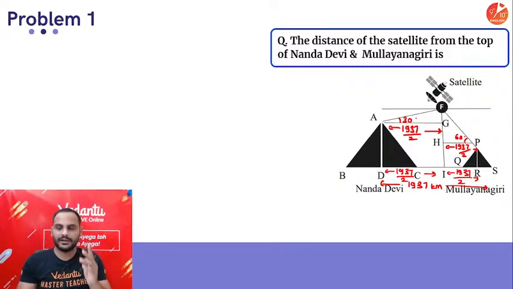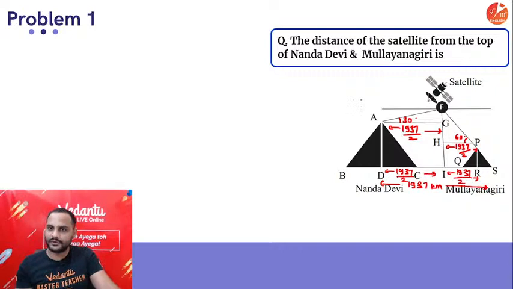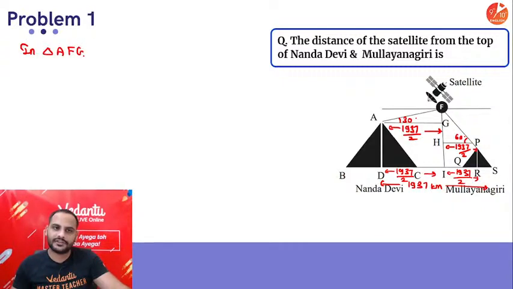What we need to find out? Distance of the satellite from top of Nanda Devi and Mulyangiri. So we have to find out AF and PF. So first ये triangle लेंगे बेटा, AFG. We know AG is 1937 by 2. This is theta. We need to find out AF. So base is given. Find out hypotenuse, cos theta. Cos 30 degree will be base, which is AG upon hypotenuse AF.